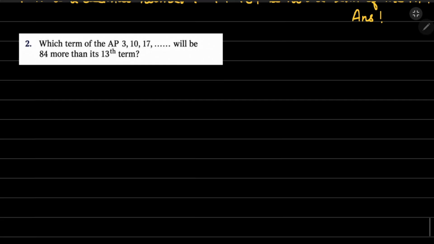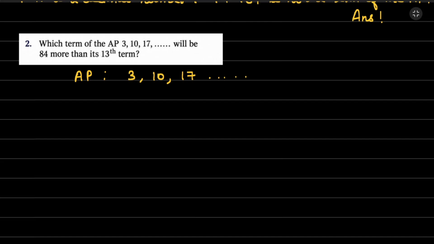Moving on to the next question. Which term of the AP will be... You're given an arithmetic progression 3, 10, 17 and so on. So the given AP is nothing but 3, 10, 17 and so on. Which term of the AP will be 84 more than its 13th term?